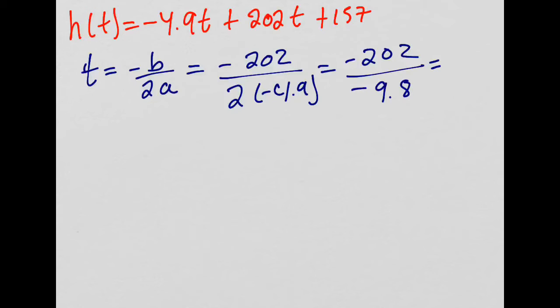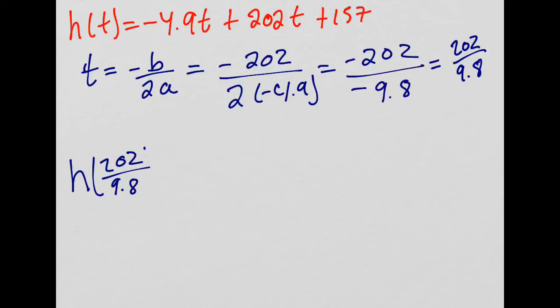Using my calculator, 202 divided by 9.8. It's going to be a positive. We have a huge decimal, so let's keep the fraction, 202 divided by 9.8. This is not a proper fraction because of the decimal, but it's okay. We're halfway through the problem.